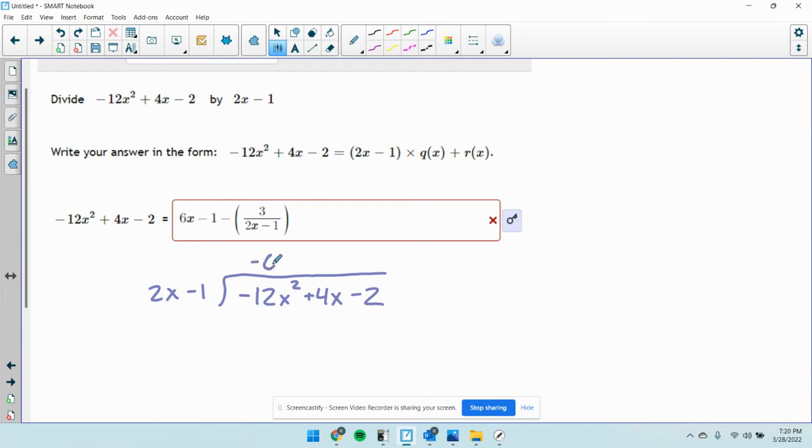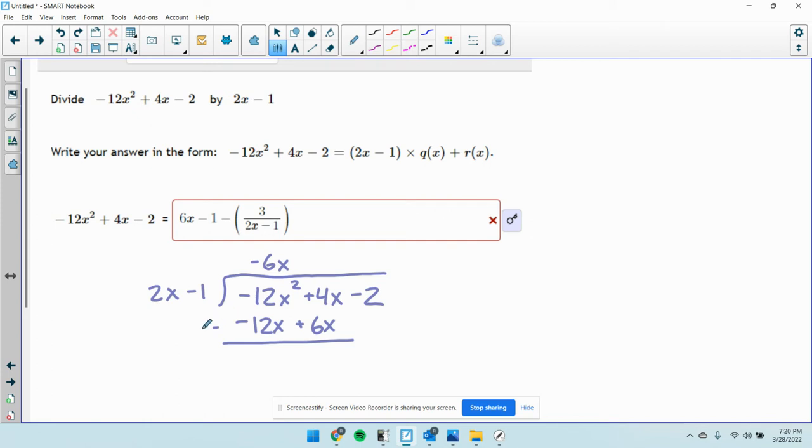Well, if I multiply that by negative 6, I'll get negative 12. And I need to make up for that extra x that's missing. So I'm going to multiply it by negative 6x. So when I do 2x times negative 6x, I get negative 12x squared. Now I have to take the negative 6x and multiply by negative 1, and I get positive 6x, just like regular long division.